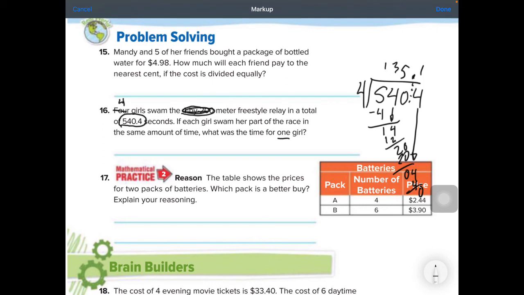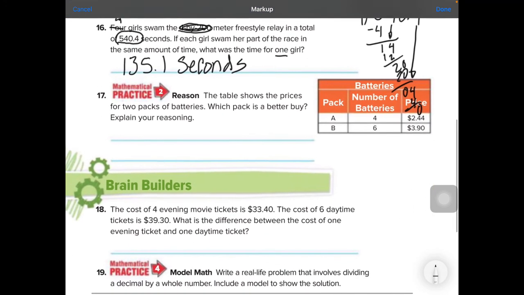4 will go into 4 one time. 1 times 4 is 4. 0. Okay. So, looks like we're going to have that each girl will have gotten, or for one girl, it would be 135.1 seconds.